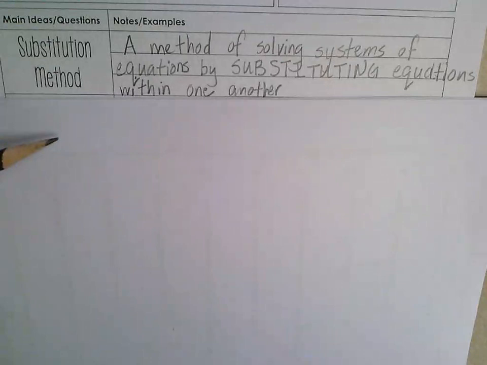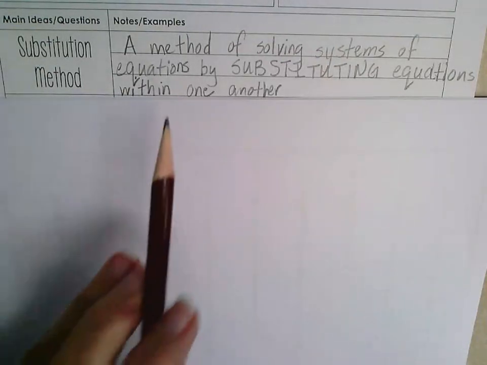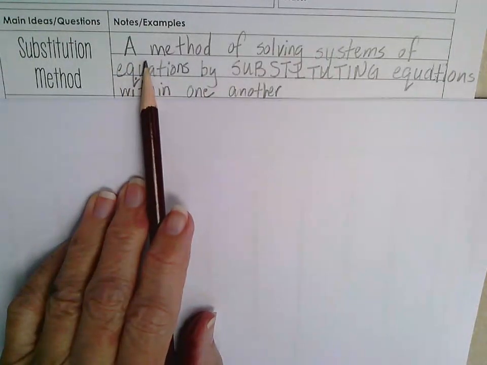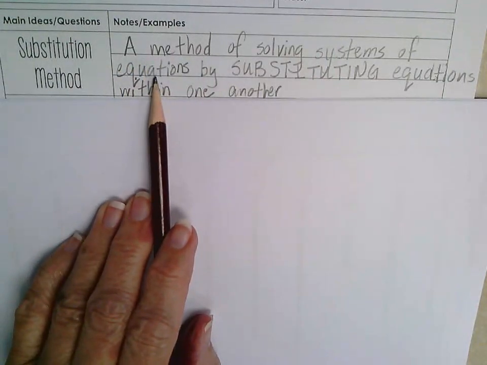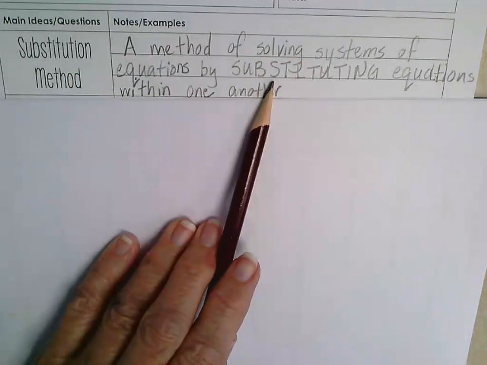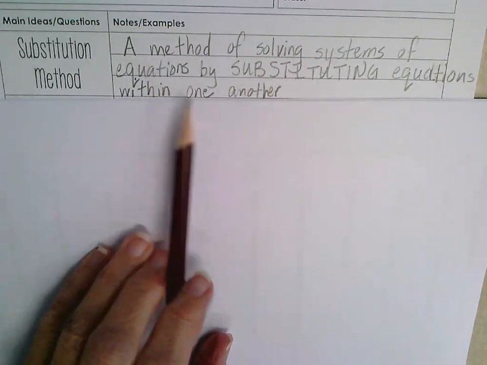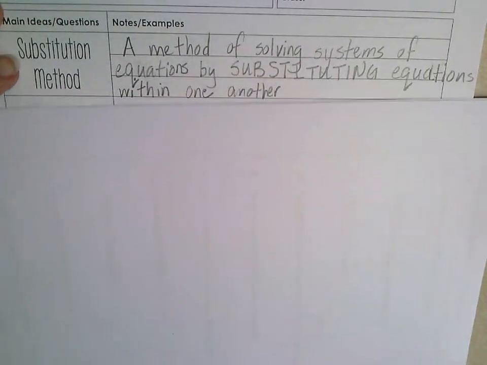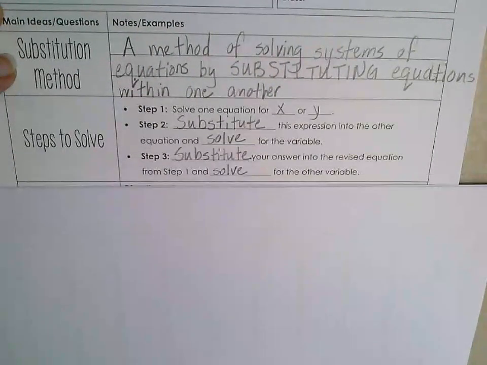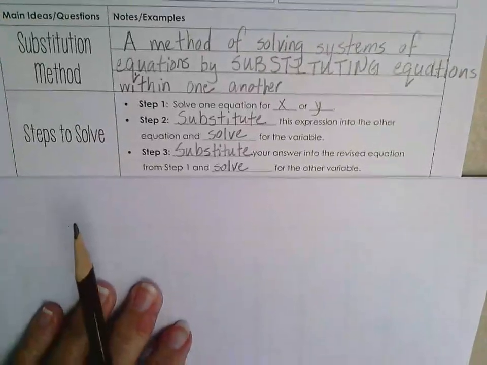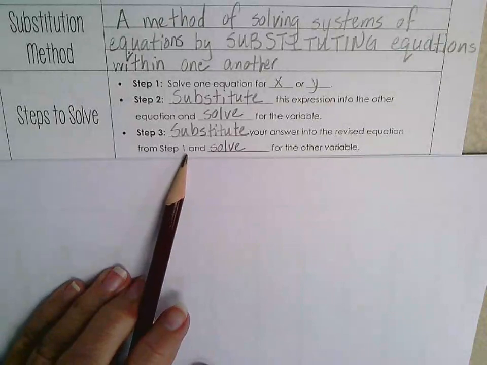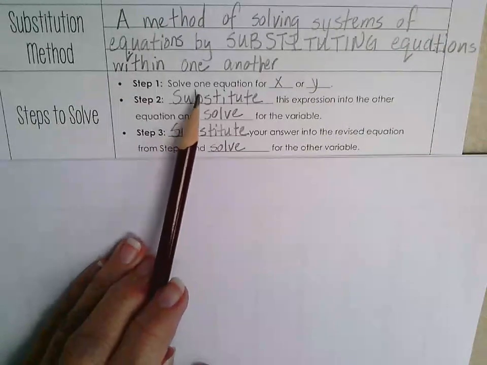Notes for the substitution method of solving a system of equations. So the substitution method is a method of solving systems of equations by substituting equations within one another. Steps for solving a system of equations by substitution.